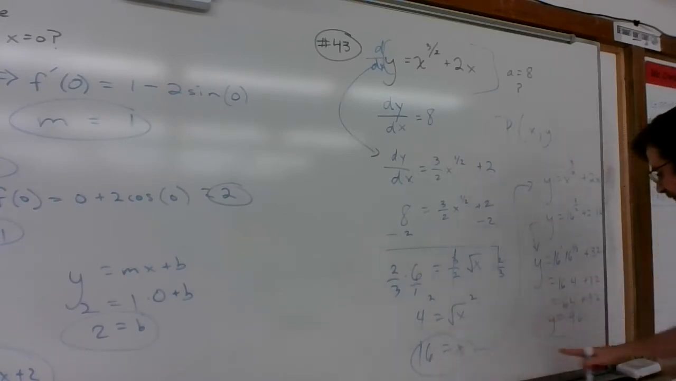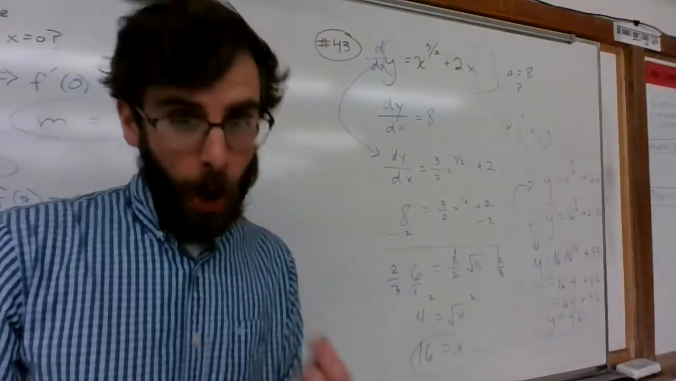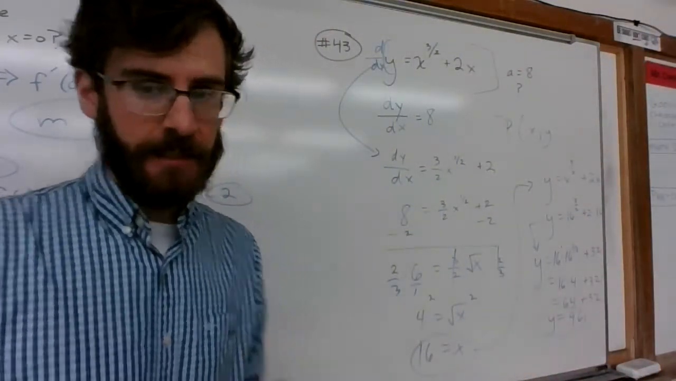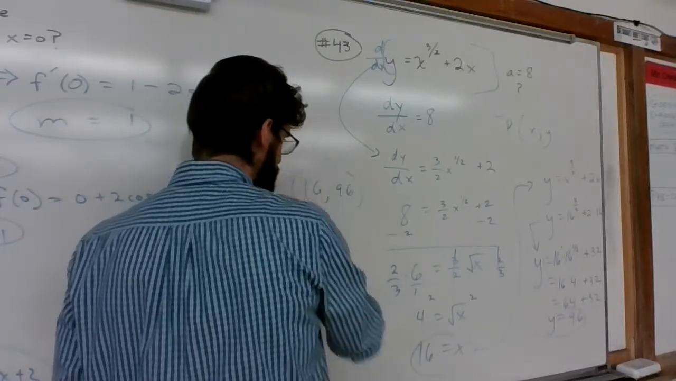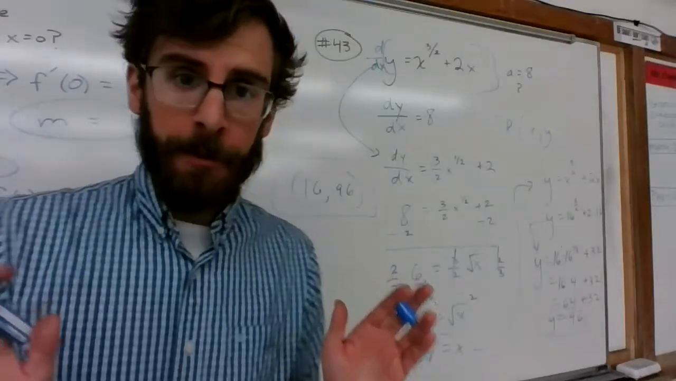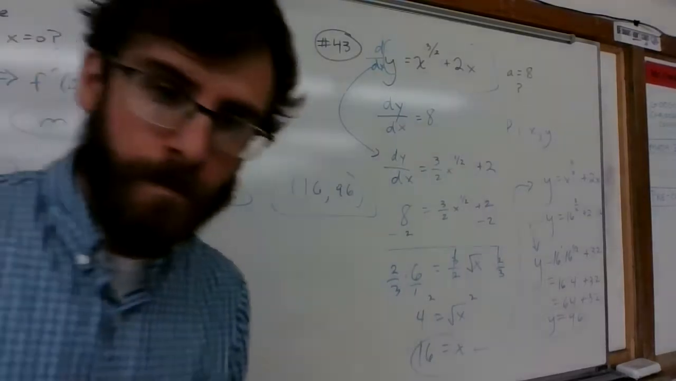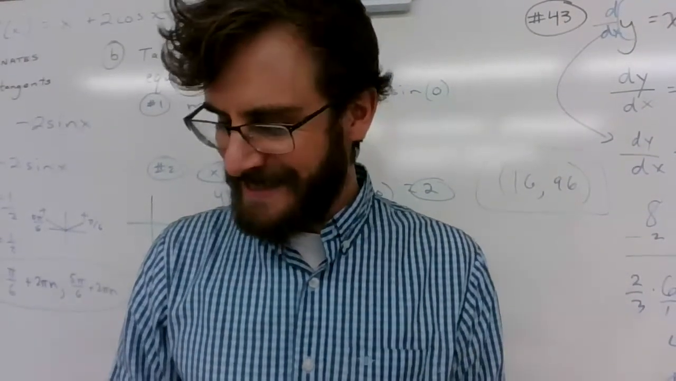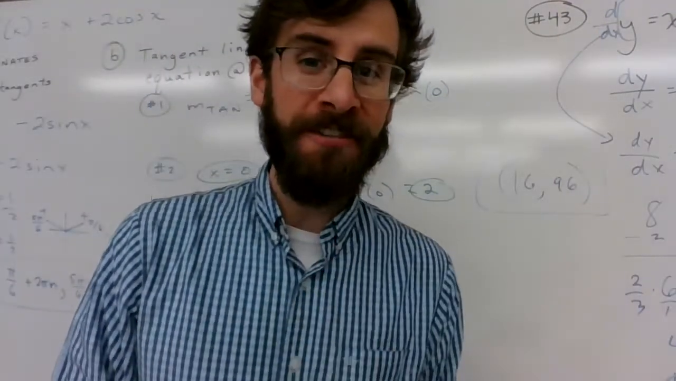So 16 comma 96 is the point at which the slope of the tangent line is equal to 8. And again, I'm going to double check. We're good. All right, what next? Oh, 45. I like this one.